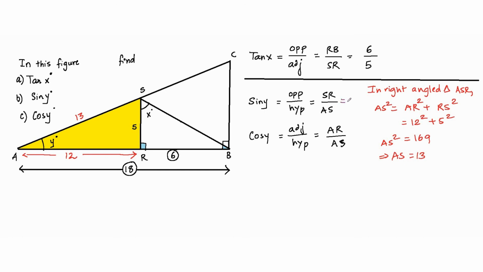SR is 5 units divided by AS is 13 units, and AR is 12 units divided by AS is again 13 units. So this is how I find the values of sine y and cos y in this particular triangle. So again, let me pause for a few seconds before I move on.